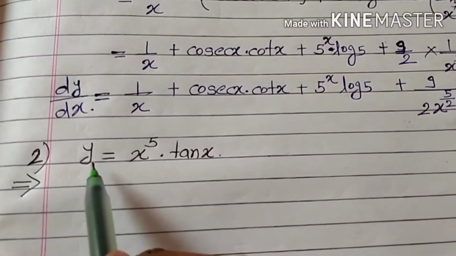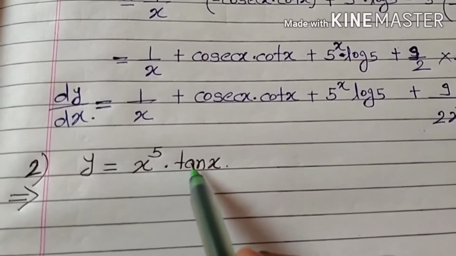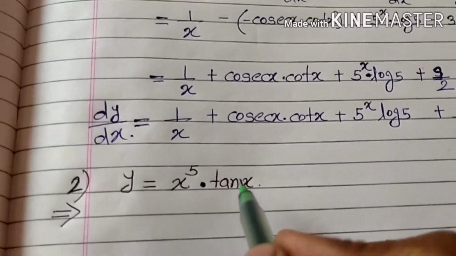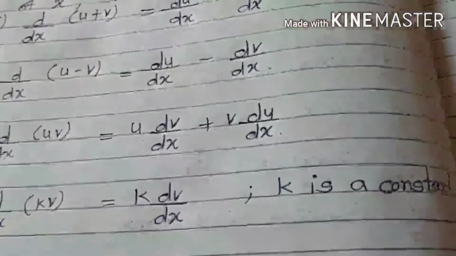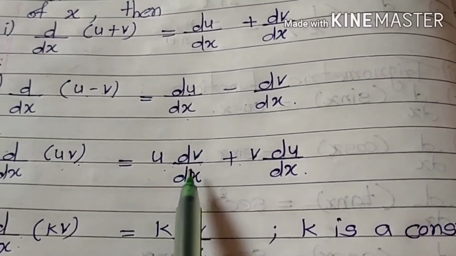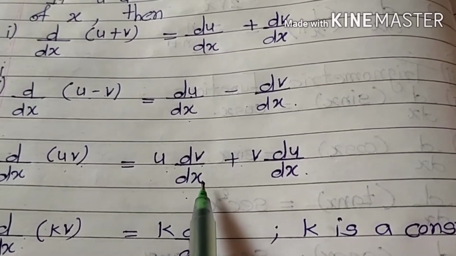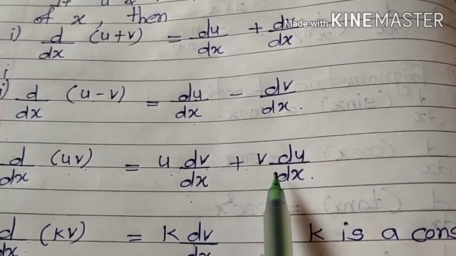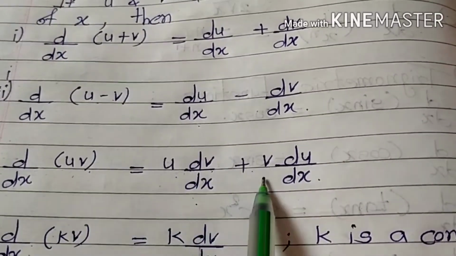Now next example, y is equal to x raised to 5 into tan x. So here it is multiplication. So we use this rule, derivative of u into v is u, derivative of v with respect to x plus v into derivative of u with respect to x. This is also called as product rule.